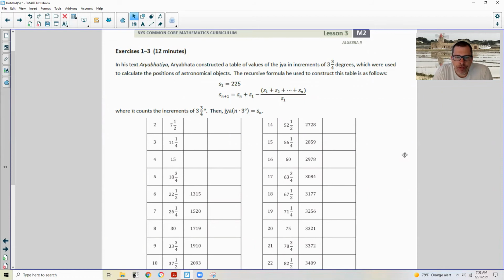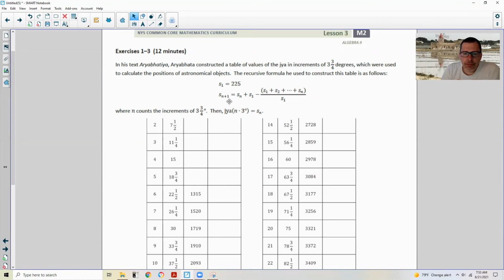S sub 1, in other words, the first term, we start at 225. Okay, and then S sub n plus 1, or the second term, is equal to S sub n plus S sub 1, which is the first term, minus S sub 1 plus S sub 2 all the way out to S sub n, all divided by S sub 1, which is the first term. When n counts the increments of 3 3/4 degrees, then Jya is the point n times 3 3/4 degrees, which equals S of n. Okay, so that's where this comes from.